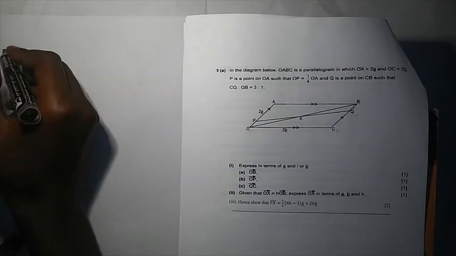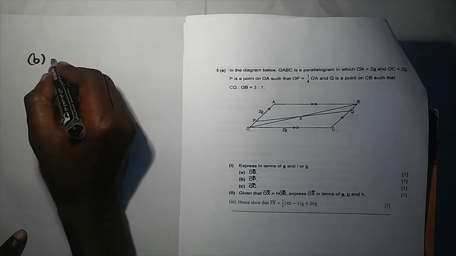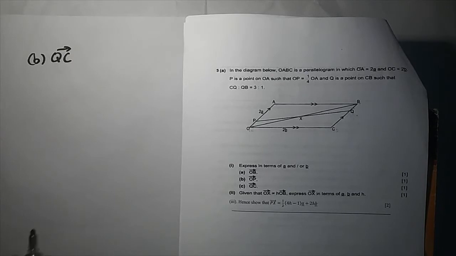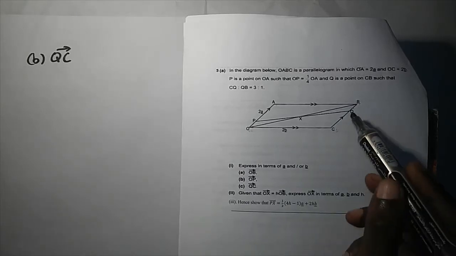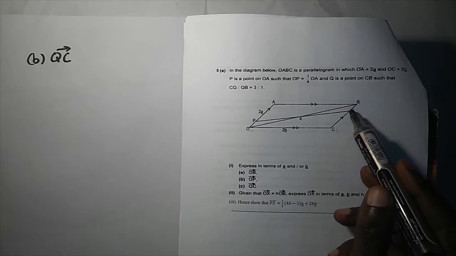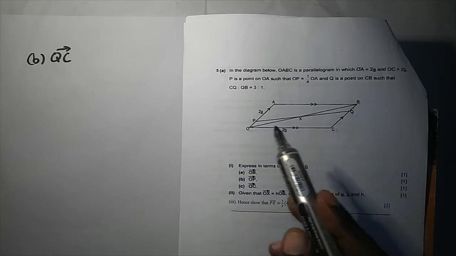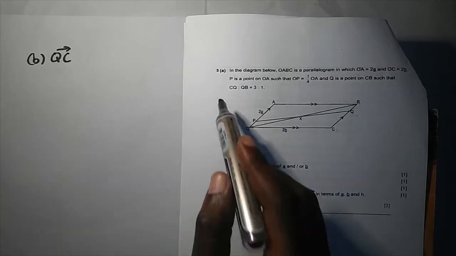So now part C says find QC. Okay, so finding QC, you can write a formula for QC, but you are going to run into some problems. For example, if you want to write a formula for QC, you can write it as QP plus PO plus OC, but you're going to have a lot of problems. But we have a ratio here that we can use.